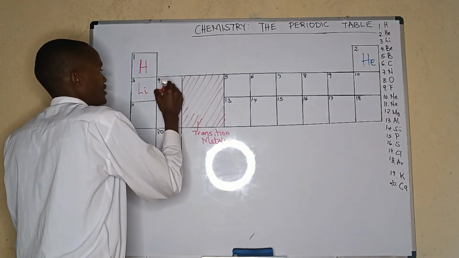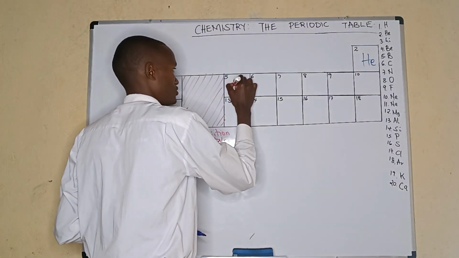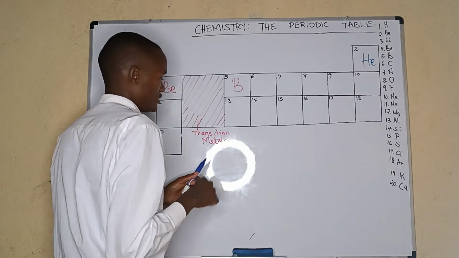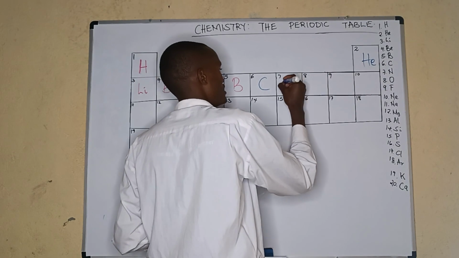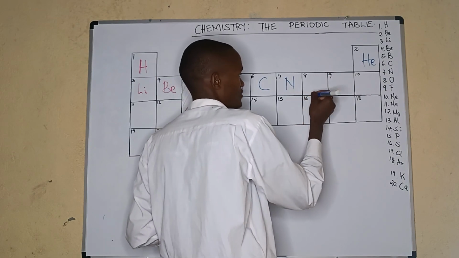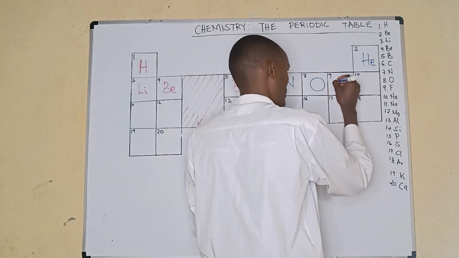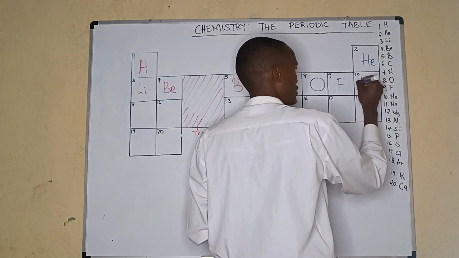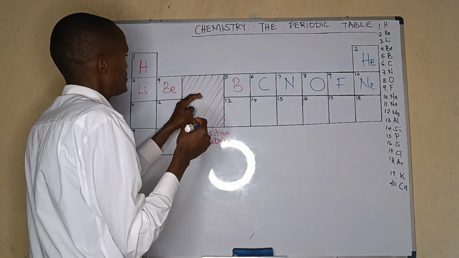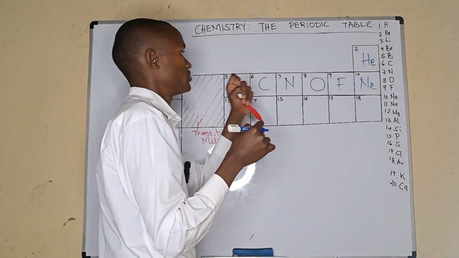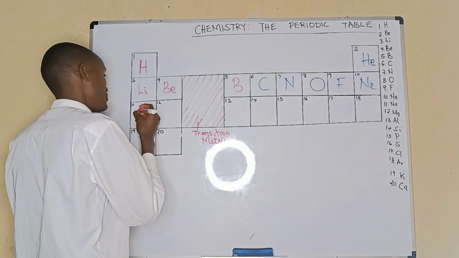Number 4 is beryllium. Number 5 is boron. Number 6 is carbon. Number 7 is nitrogen. Number 8 is oxygen. Number 9 is fluorine. 10 is neon. So just come here, I continue and then skip this part for transitional metals and then continue. Number 10 is neon. Number 11 is sodium.